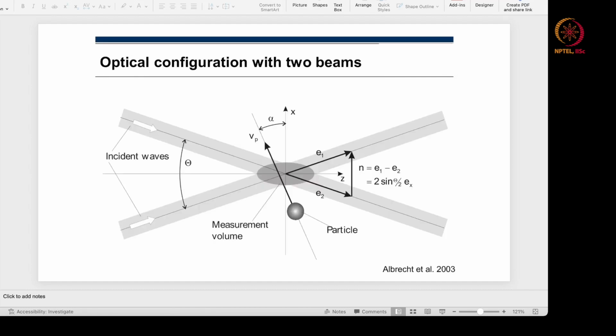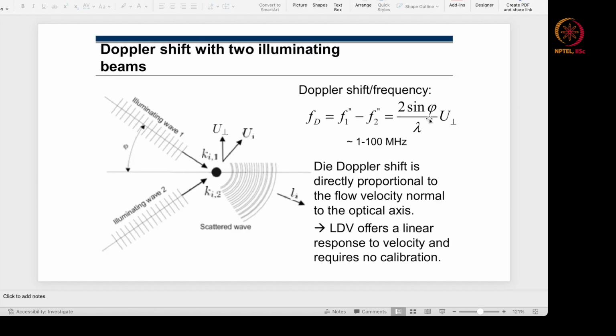So this is the optical configuration. Here, of course, we have used theta. This is the incident wave, this is the incident wave, this is where they actually meet. So this is the measurement volume. If you look at the perpendicular component, you can see the n, which basically has two directionalities. So n is basically E1 minus E2. That is given as 2 sine theta by 2 into Ex, which is the component in the x direction. And that is how you get this.